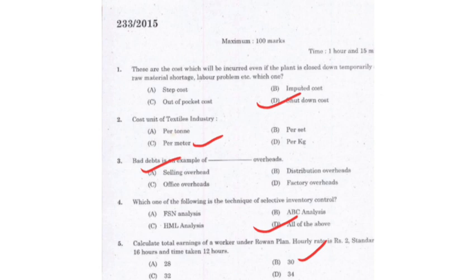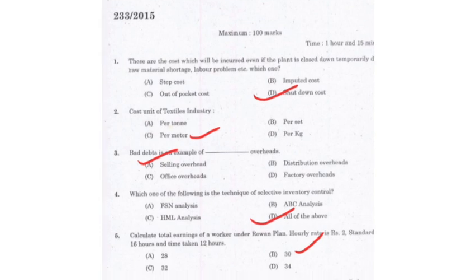Next question. Cost units of textiles industry: per ton, per set, per meter, and per kg. And here the answer is per meter. Bad debt is an example of dash overhead: selling overhead, distribution overhead, office overhead, and factory overhead. And here the correct answer is selling overhead.